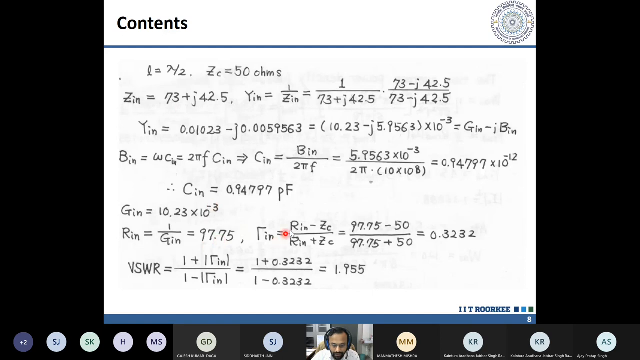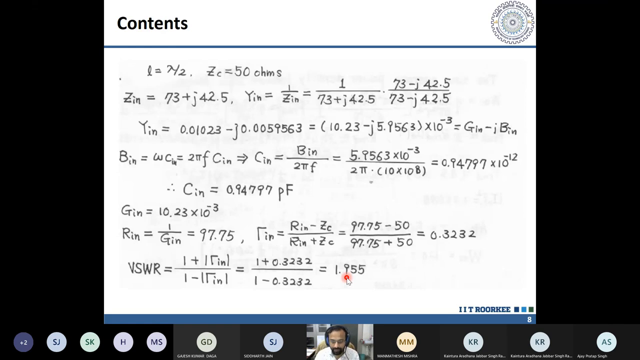The reflection coefficient is ZL minus Z0 by ZL plus Z0. So plug in ZL equal to 97 ohm, with respect to a 50 ohm system, and we get the VSWR. So VSWR is approximately 1.9.